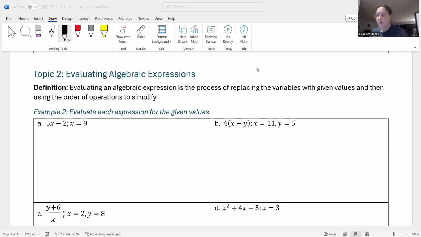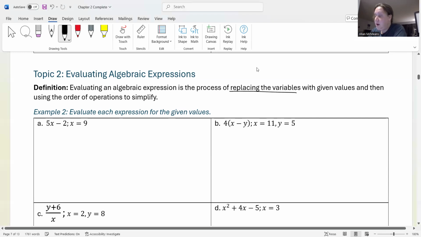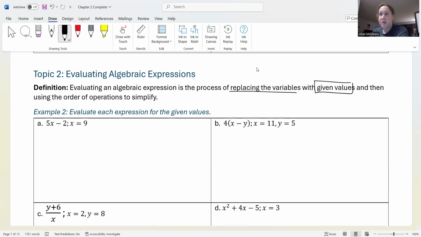What does that mean? Evaluating an algebraic expression is the process of replacing the variables with given values. So you're going to replace all of the variables with given values. You don't have to pull these values out of thin air. You're going to be told, what would this expression equal if the variable equaled a certain value? Then we're going to use the order of operations to simplify. We discussed the order of operations in the previous chapter, so hopefully it's still fresh because it was right at the end of the last chapter.